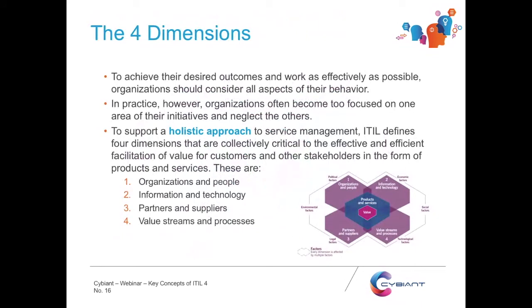So in order to summarize this a little bit, we looked at the 4 dimensions that are required in order to deliver those products and services in order to deliver value. So in order to achieve the desired outcome of services and to work as effectively as possible, really organizations should consider all these aspects in their behavior. It's really not possible to deliver any kind of service without any of these 4 aspects. If you don't have a good regard for your organization and people, you won't be able to deliver good products and services. The same is true for your partners or processes or technology. So really what the 4-dimension model is all about is that it's providing a holistic approach to service management. And the word holistic means taking all things in consideration.